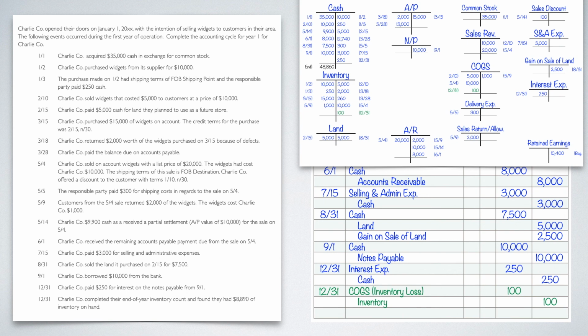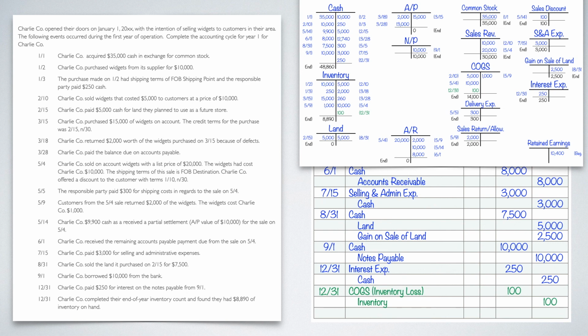Our ending cash balance is $48,860. Our ending balance for inventory is going to be $8,890, which makes sense because remember our adjusting entry said that we still had $8,890 on hand. And I'm just going to put the rest of them up here. If you want to pause it, copy those down. This is a really good thing to be doing in your notes. So there you go. And that is how we do this.